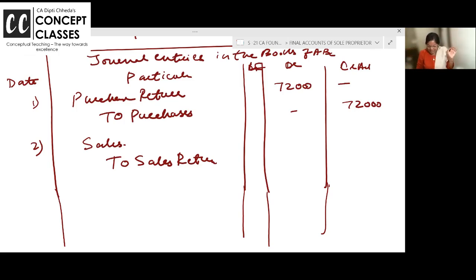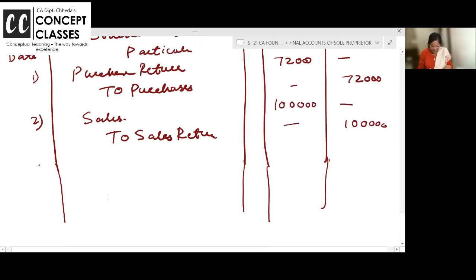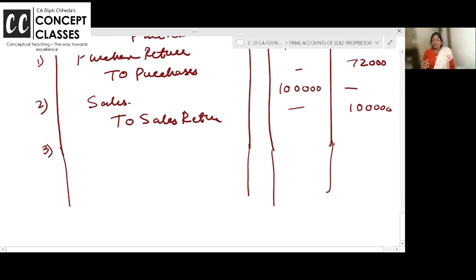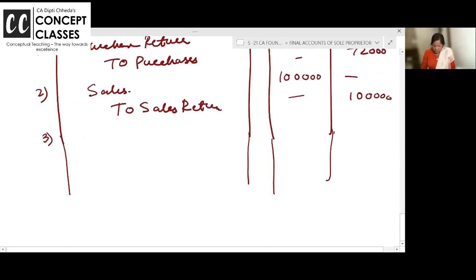So now sales debit and sales return credit. What is the nature of sales return? 1 lakh rupees. Sales you reduce and sales return you nullify. Next now. Done. Any more adjustment entries are there, you should pass.